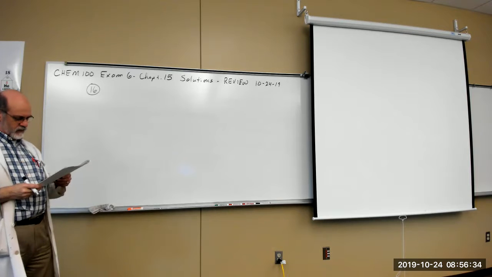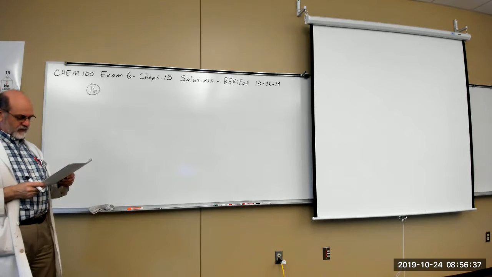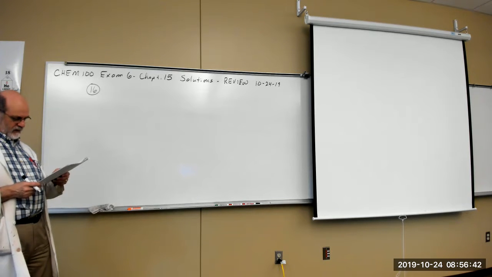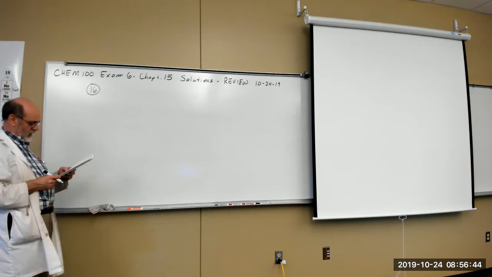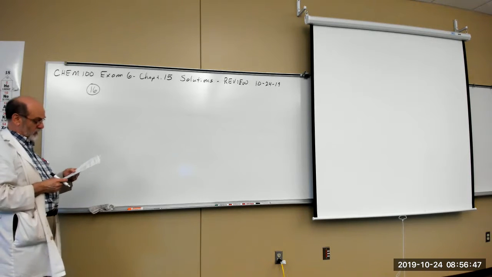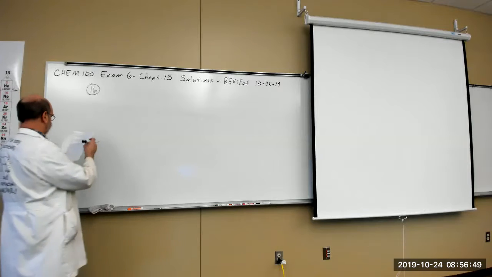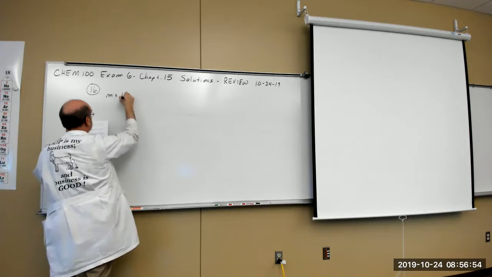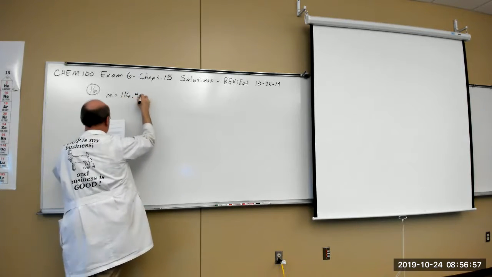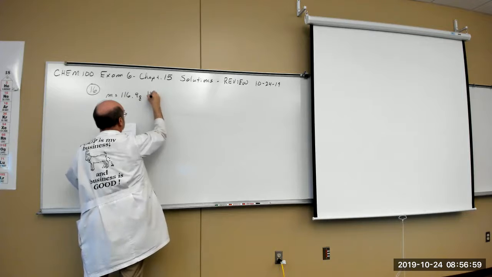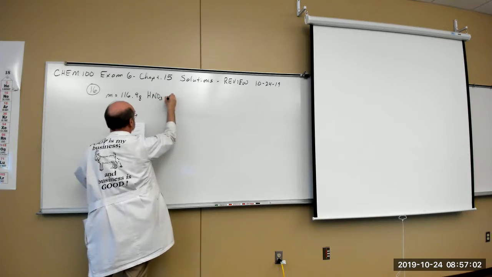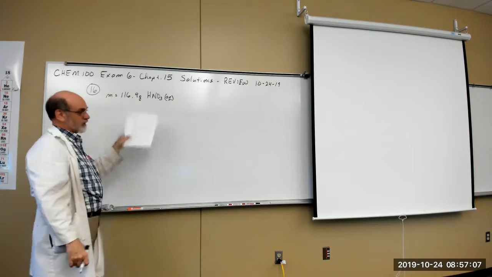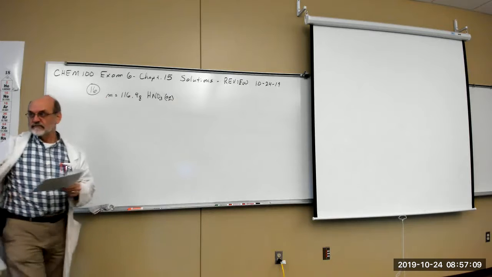A 116.9 gram sample of nitric acid solution is 70% nitric acid by mass and contains, looks like the answer is in moles of nitric acid, okay? So we're given a mass of 116.9 grams of nitric acid solution. Right, so some of that mass is actually water. It's a solution.